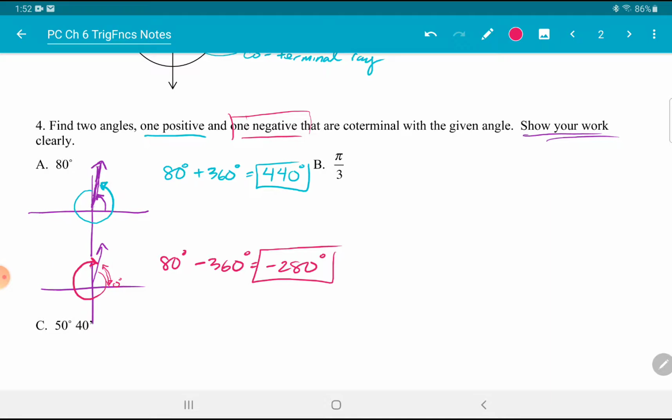One thing to note here is that if it is a negative coterminal angle, it definitely needs to be a negative value. If I've subtracted and I still get a positive number, that technically is not a negative coterminal angle. So you want to find the negative coterminal angle by making sure that this is a negative number for negative coterminal angles.